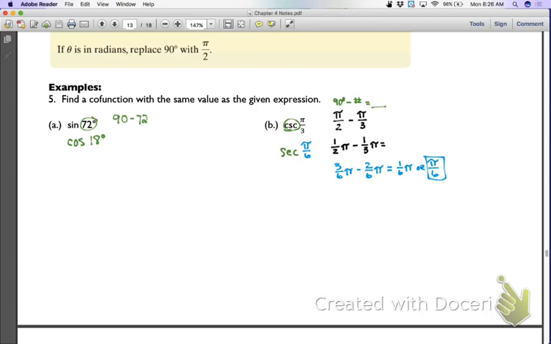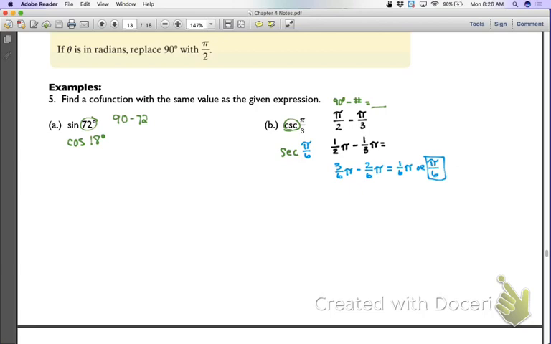Now, if you're given nice and neat values like pi over 3, pi over 4, pi over 6, it's really just a matter of asking what is pi over 3? Pi over 3 is really just what angle? Is it the 30, the 45, the 60, or the 90? It's the 60, right? So what's 90 minus 60? 30. What's the radian measure of 30 degrees? Pi over 6, right?